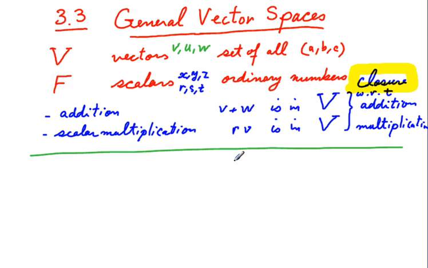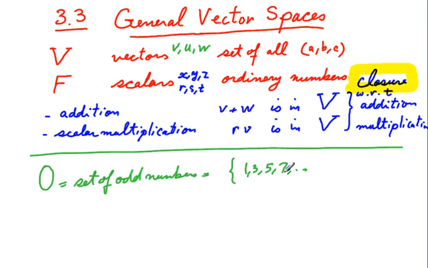To talk about that, I'm going to take some other sets. Let me consider the following set: the set of odd numbers. What do I mean by odd numbers? 1, 3, 5, 7, together with the negatives of these, if you wish. Let's practice this concept with respect to this simple set.